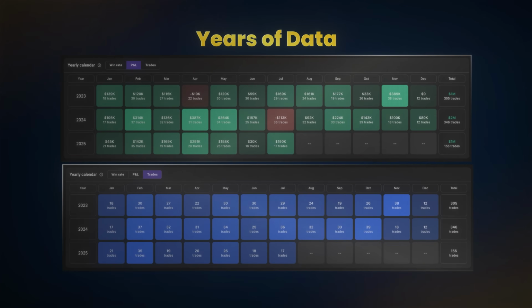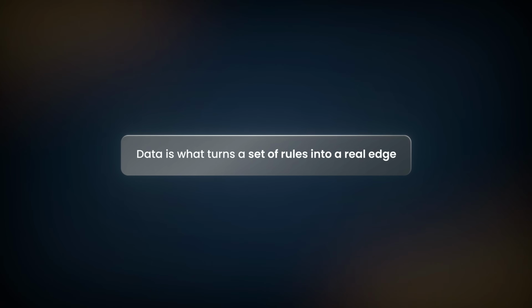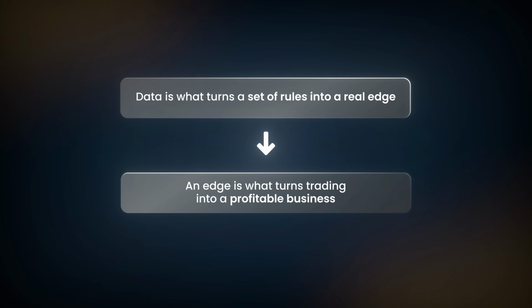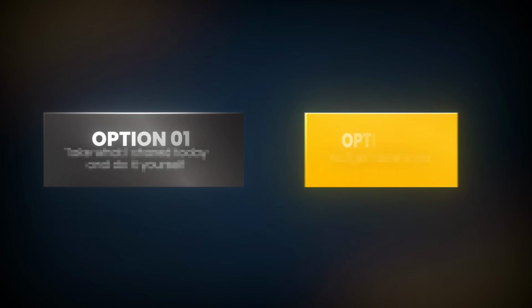And then once you have the rules for every concept, you need a process that connects them all together in the right order. And then, most importantly, you need data. Real data that shows you that those rules actually work. Because without data, you're just guessing. Data is what turns a set of rules into a real edge. And an edge is what turns trading into a profitable business. Most traders never get there. Not because they're not capable, but because building all of that from scratch, testing it, refining it, collecting the data, well, that takes years.